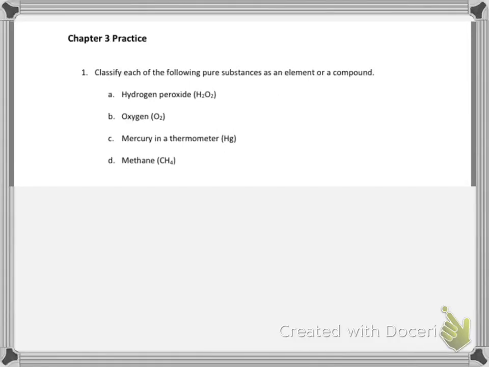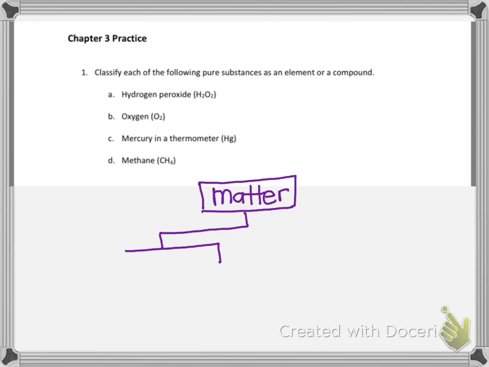For question 1, classify each of the following pure substances as an element or a compound. To understand the answer to this question, I like to look at the flow chart for matter. Remember, matter is the stuff that things are made of. And we can divide it into two big categories: pure substances and mixtures.